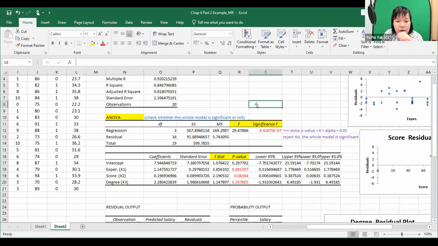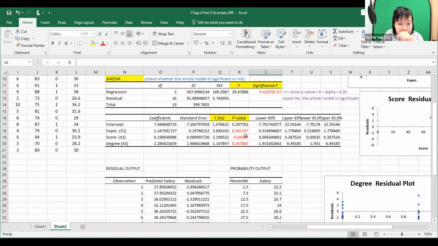Okay, so if we just look at these three values. The first one, x1, p-value 0.001. Suppose the alpha also equals 0.05. So less than 0.05, reject H naught. So that means x1 and x2 are significant in the regression model. However, for x3, you can see 0.26 something, which is larger than the alpha equal to 0.05. So do not reject H naught.